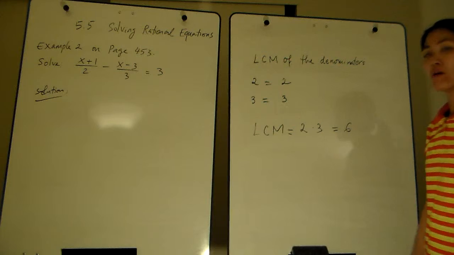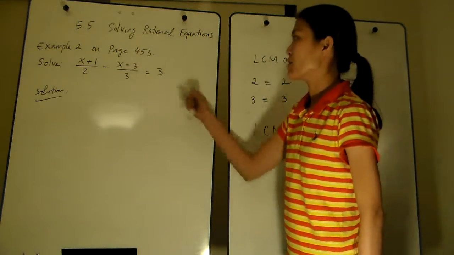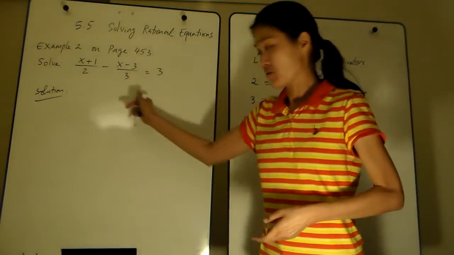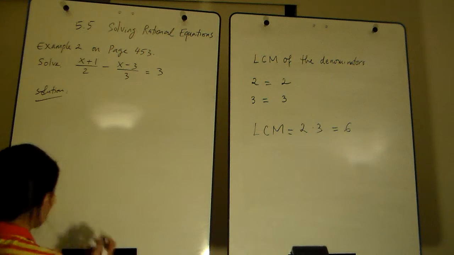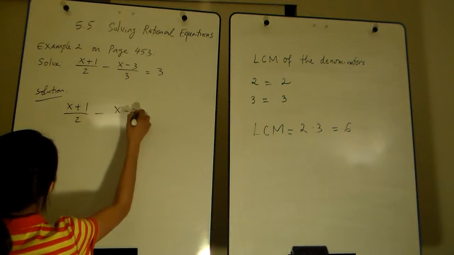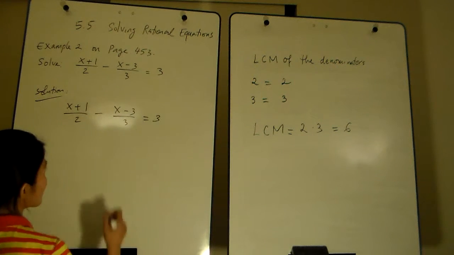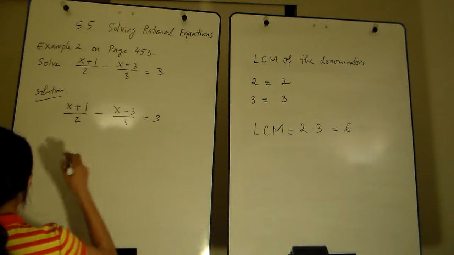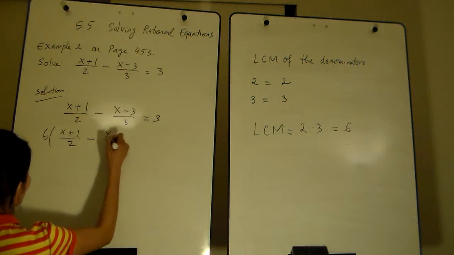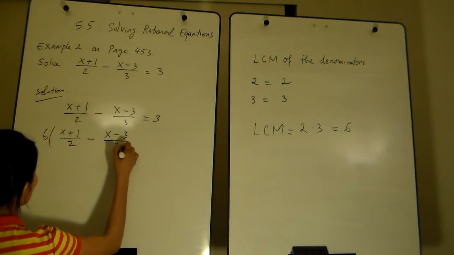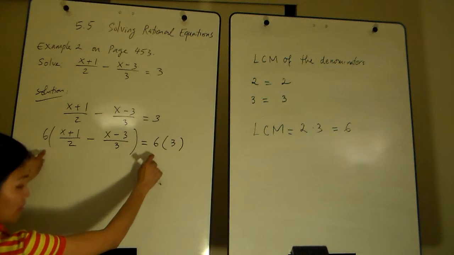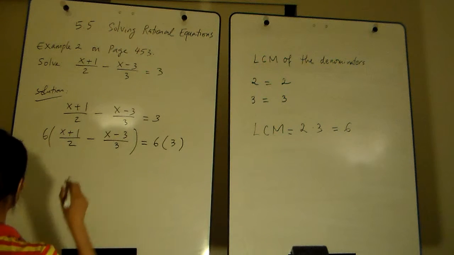Once you know the LCM, you multiply the LCM on both sides of the equation. In doing that, you remove all the denominators. Okay. So I'll be writing the original equation. We're going to multiply the LCM 6 to both sides of the equation. 6 times x plus 1 divided by 2 minus x minus 3 divided by 3 equal to 6 times 3. So I multiply 6, which is the LCM, on both sides of the equation.